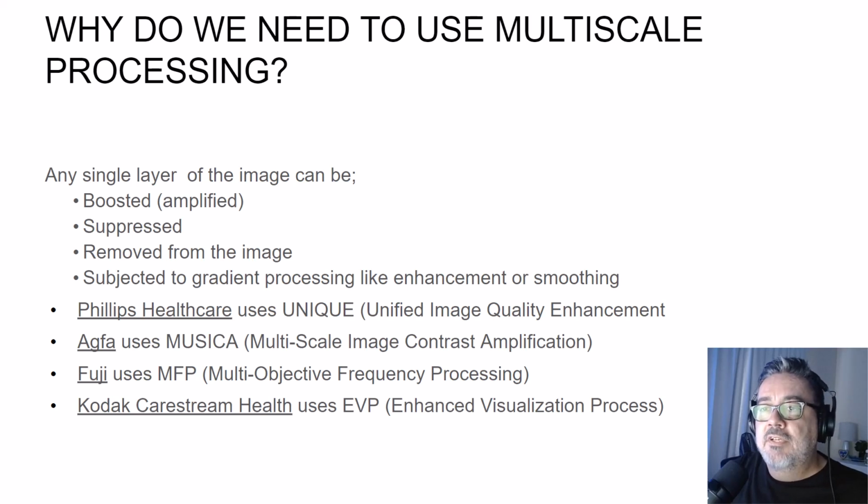Philips Healthcare, AGFA, Fuji, and Carestream, formerly known as Kodak, all use proprietary software with their systems, whether they use frequency versus spatial domains. As I was beginning to explain though, the benefit of multiscale processing is that it allows a single layer of the image to be boosted or amplified for that specific tissue type to be better visualized. It could be suppressed or visually reduced if that isn't the anatomy of interest. Or you could entirely remove a layer if all it's doing is limiting visibility of the layers that might be important for diagnosis of a particular type of exam. And also each layer can be manipulated with edge enhancement or smoothing at the end of the process to amplify the visibility of the tissue you're trying to see.